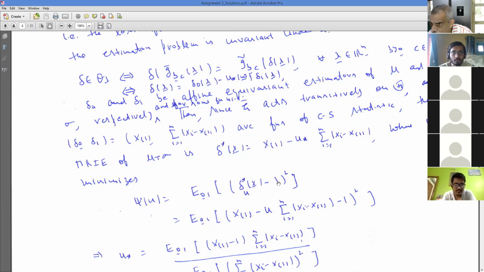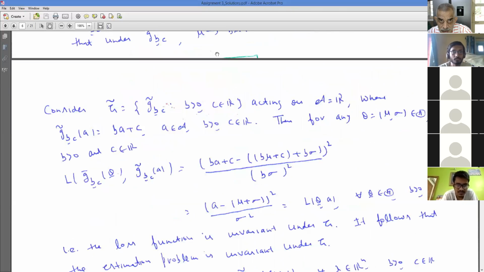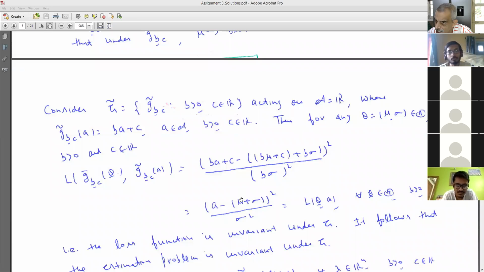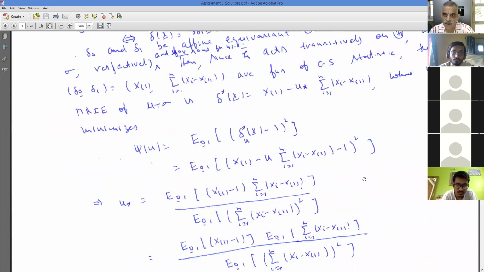Why 1 over here? In the location case, 1 was not coming because your estimate was only mu. Here the estimate is mu plus sigma. So when you consider this loss function, you have to consider this at mu equal to 0 and sigma equal to 1. So whatever the estimator is, minus 1 would come. Whereas in the location case, there was no sigma, so only mu equal to 0 gives you this as 0, only a square was coming. Right? Yes, sir. So that is what has happened.